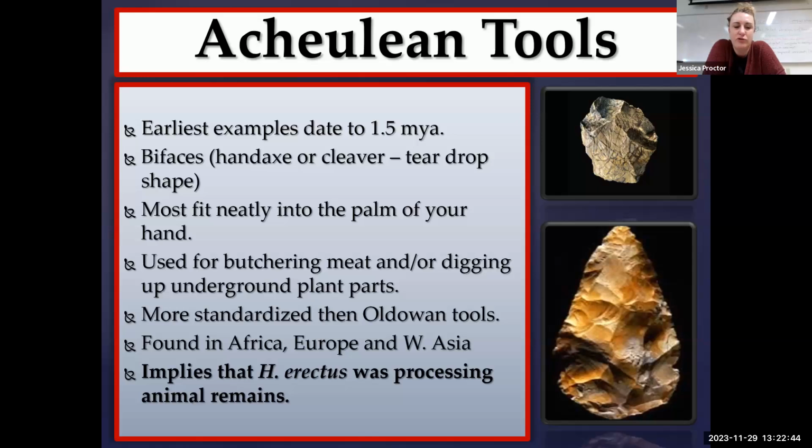We find evidence of Acheulean tools essentially wherever we find evidence of Homo erectus. We also find evidence that Homo erectus was processing animal bones. So it's likely that Homo erectus was hunting to some degree, but it was also scavenging. So it could be possibly kills that other predators had killed and then left behind some of the leftovers, and then Homo erectus is coming around and scavenging those leftovers.